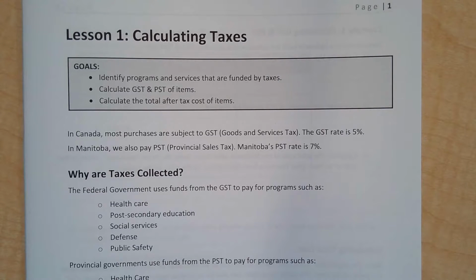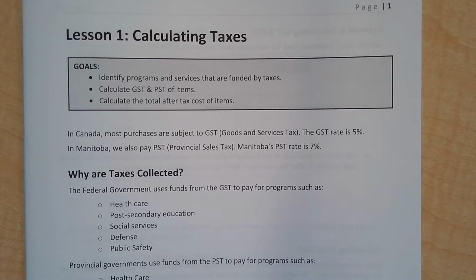Okay, good. So what is page 1? What's our goal for this lesson? Identify programs and services that are funded by taxes. So we're not just learning about taxes, but also about where those taxes go. What do we do with all that money? Because we're all paying taxes. That's the reality for all of us. You buy stuff, tax. You earn money, tax. So what are those taxes for? That's what we're going to do.